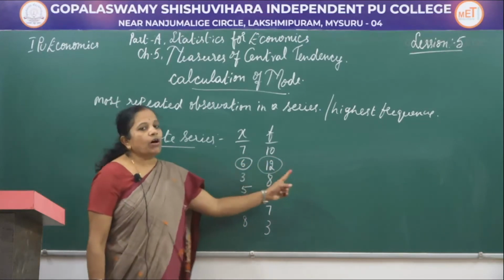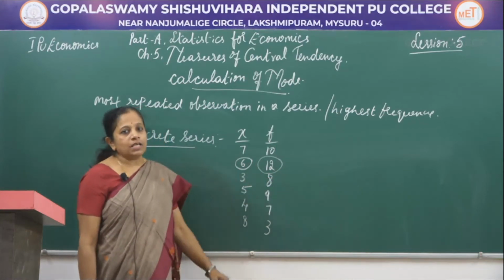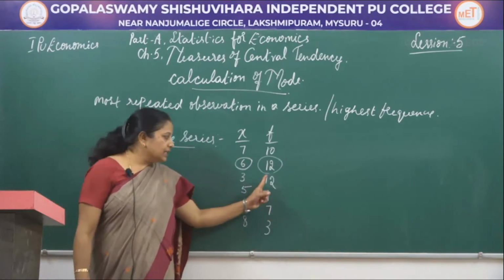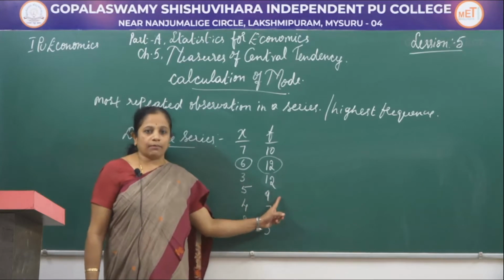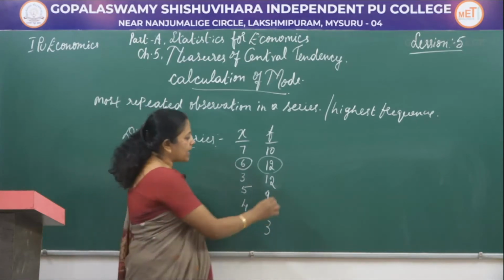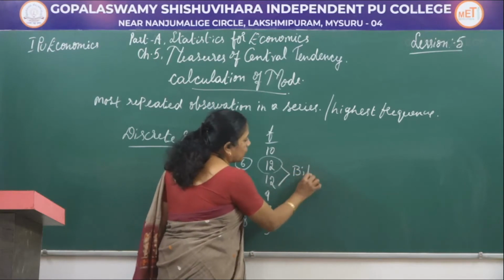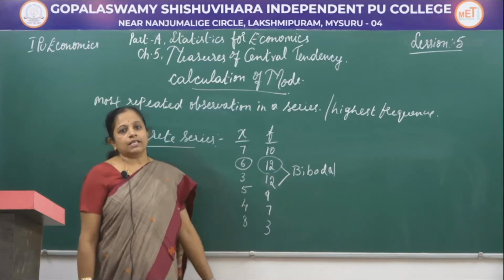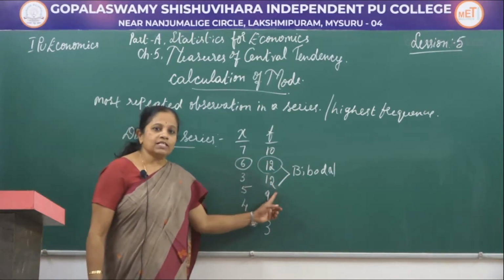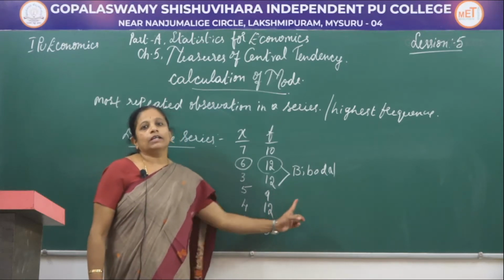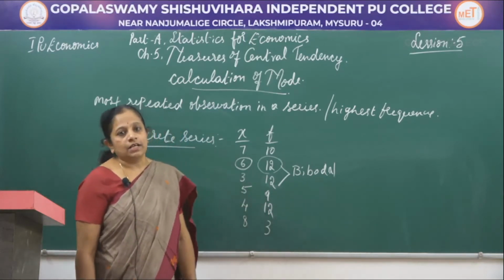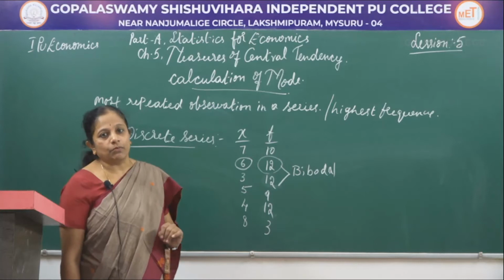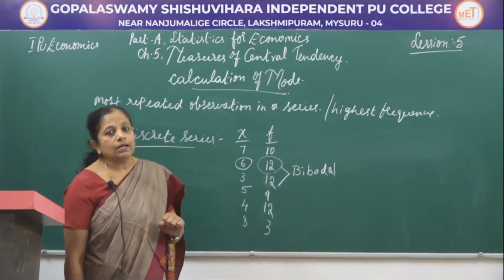So, here we call this unimodal because the highest frequency is seen only once. Suppose in the second one also we find the same number, then this series is called bimodal because it is repeated twice. It is a distribution of a bimodal series. If the same 12 is repeated one more time, then we call it a multimodal series. So, there are 3 types of modes: unimodal, bimodal and multimodal.